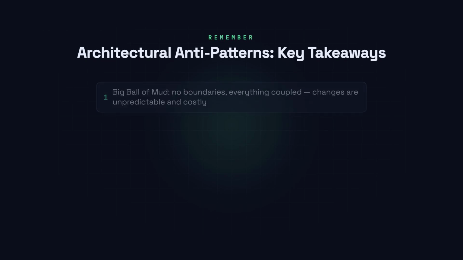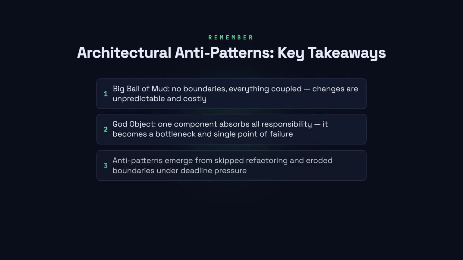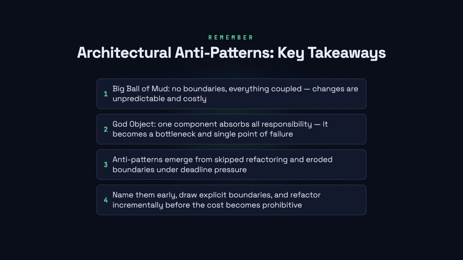To sum up, architectural anti-patterns are not random failures. They are recognizable shapes that appear when structure is deferred. The big ball of mud has no boundaries at all. The God object collapses all boundaries into one. Both grow under the same pressures. Deadlines, unclear ownership, and skipped refactoring. Naming them is the first step. Refactoring them one clear seam at a time is how you restore a healthy architecture.